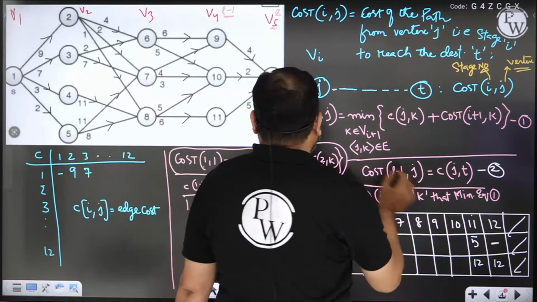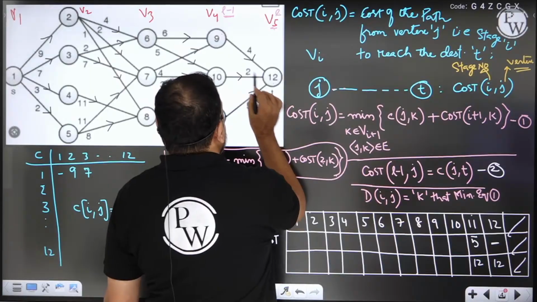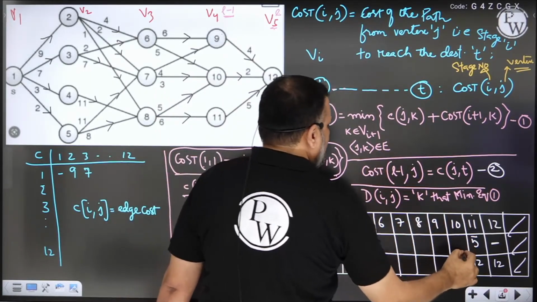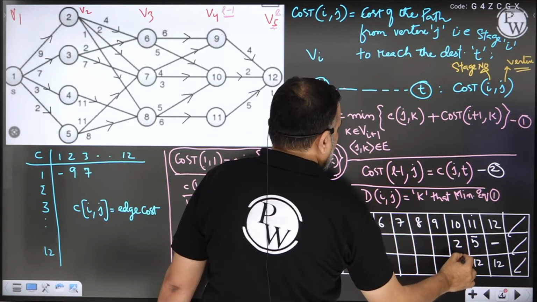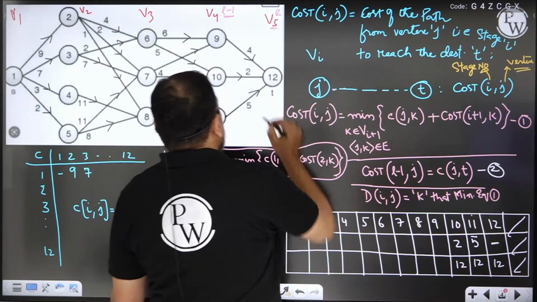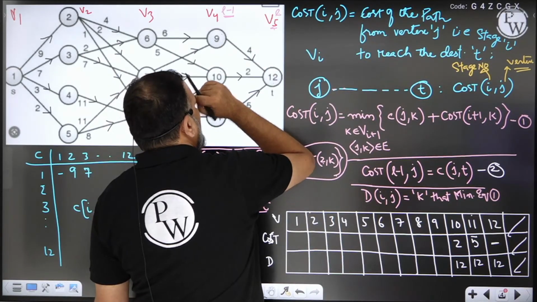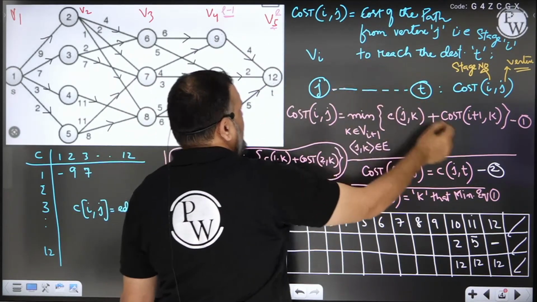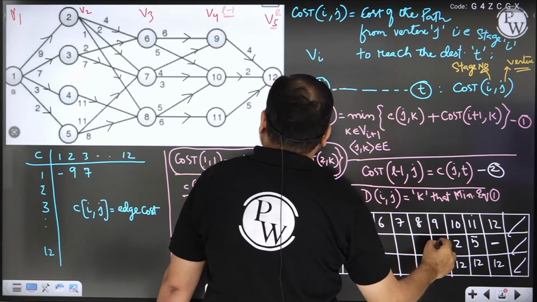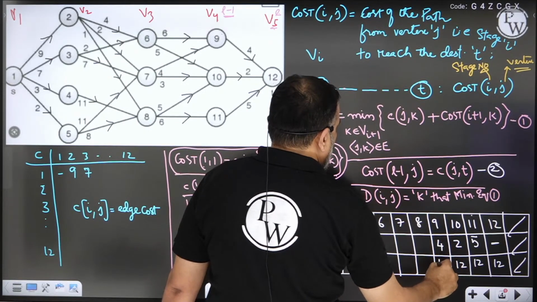Likewise, when you come to 10, the cost of reaching from 10 to 12 is again equation 2. So how much is the cost? 2, and direct link 12. When you come to 9, the cost of reaching from 9 to 12 is the direct edge cost, because that is the boundary condition. So how much will it be? This is 4 and direct link 12.